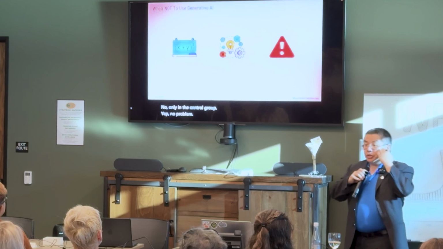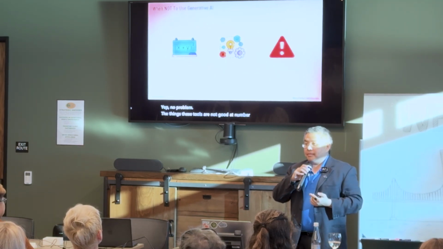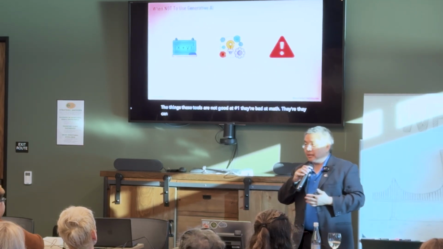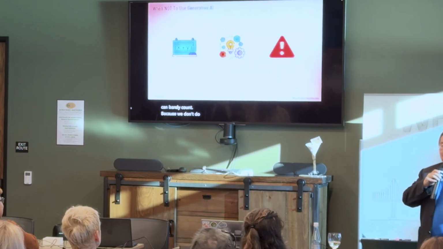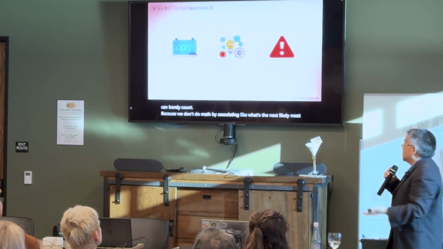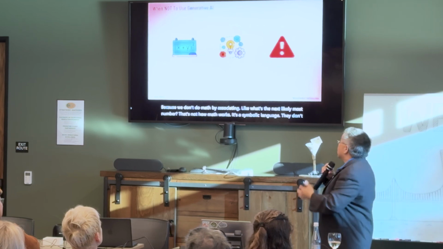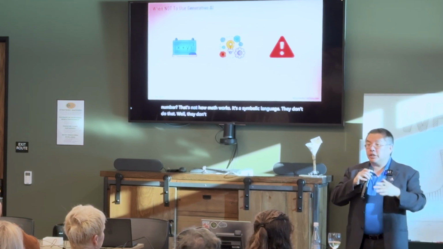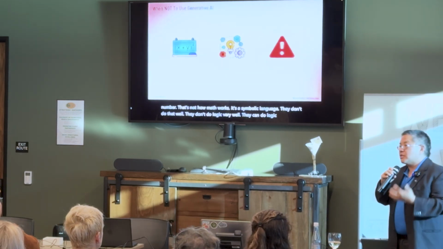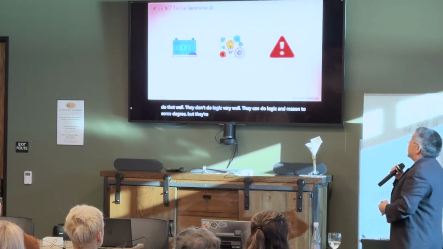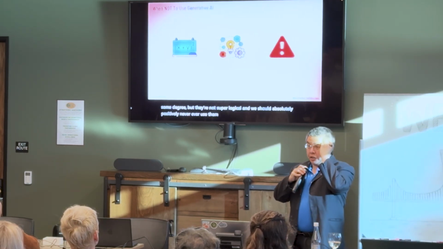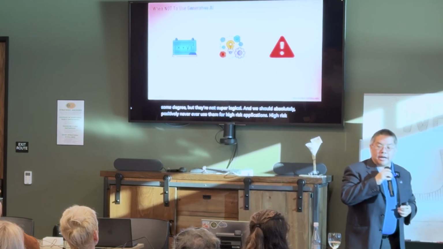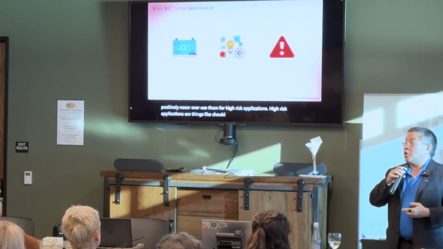The things these tools are not good at, number one, they're bad at math. They can barely count. Because we don't do math by associating, like what's the next likely number? That's not how math works. It's a symbolic language. They don't do that well. They don't do logic very well. They can do logic and reasoning to some degree, but they're not super logical. And we should absolutely positively never ever use them for high-risk applications. High-risk applications are things like, should I give this person a loan? Right?